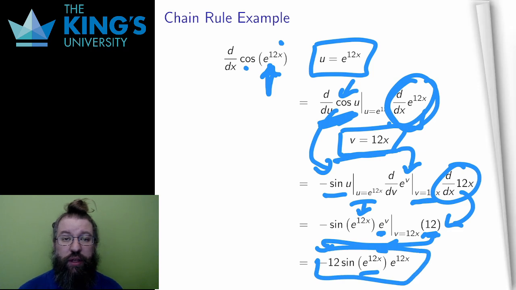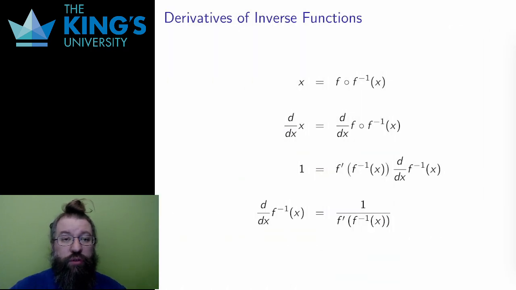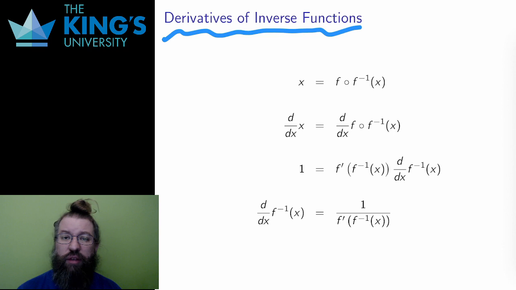Before I finish this video, I want to give an important use of the chain rule. You might wonder how I know that the derivative of the logarithm is 1 over x. The logarithm is the inverse of the exponential, and I do know how to differentiate the exponential. It would be nice if there were a consistent way to find derivatives of inverse functions. Well, the chain rule gives us such a way.